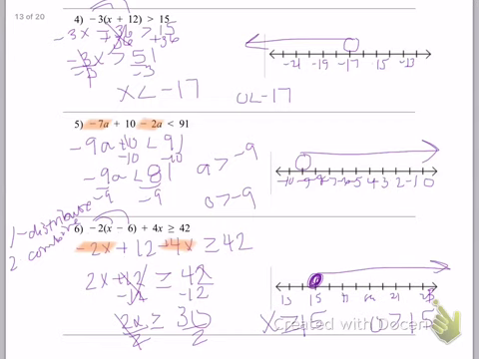All right, so that's all the examples I have here. But remember, if you divide or multiply by a negative, you must flip the inequality. Don't forget. Get it tattooed on your arm or something.